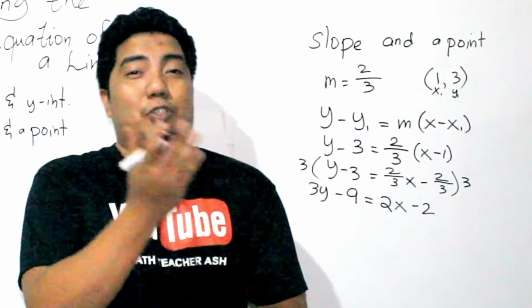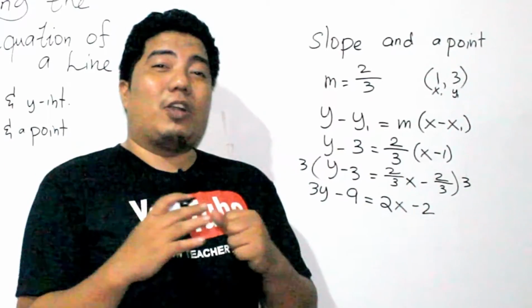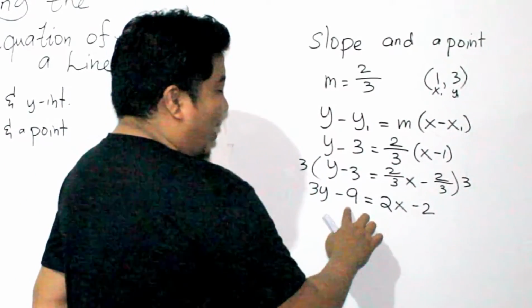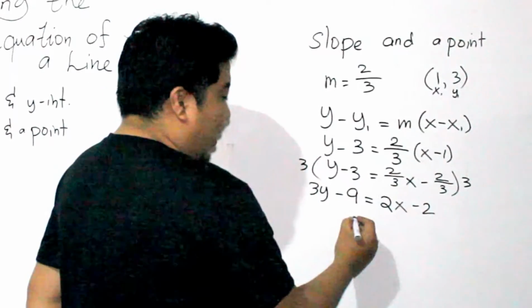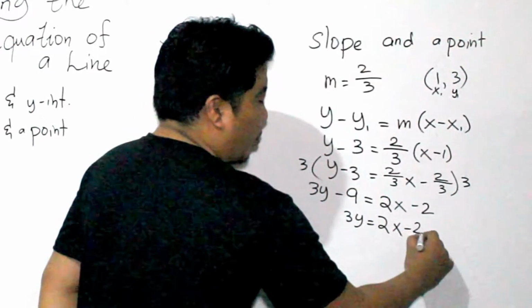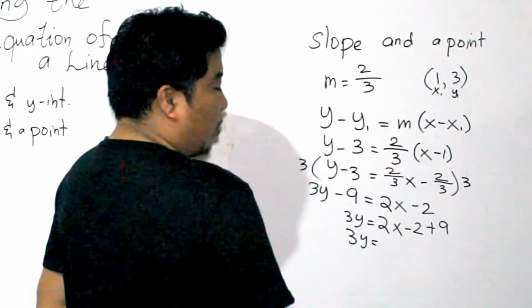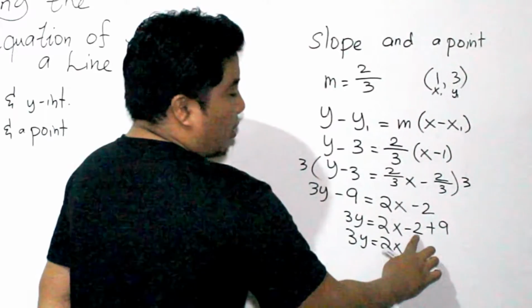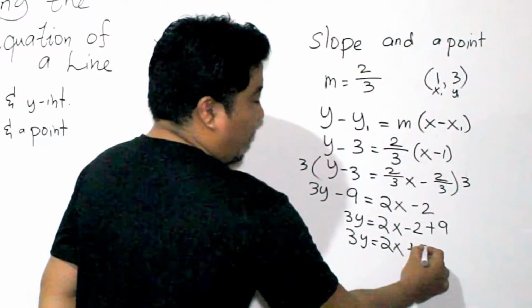What you can do is you just use the transposition method to form your given linear equation. So what you will do here is you transpose the terms without an x, and that is 3y is equal to 2x minus 2 plus 9. So we have 3y is equal to 2x, so that is still copy, okay? So negative 2 plus 9, that is positive 7, okay?